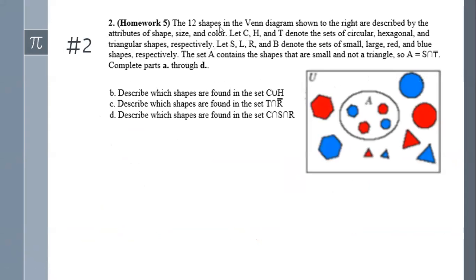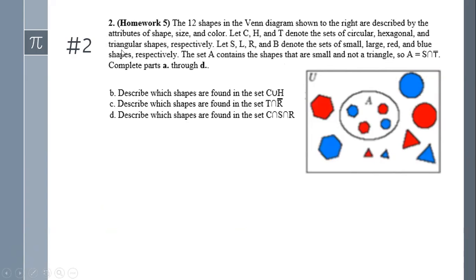So the 12 shapes in the Venn diagram shown to the right are described by the attributes shape, size, and color. So C, H, and T are going to mean circular, hexagonal, and triangular shapes, whereas S, L, R, B is going to denote small, large, red, and blue. So if you take their example, A equals S, disjoint, the complement of T. And that's going to mean shapes that are small and not a triangle. See? That makes sense?